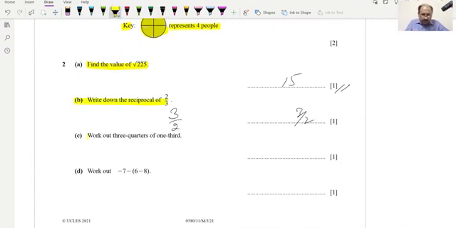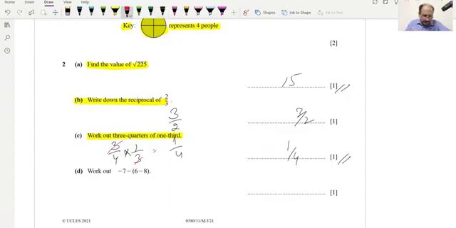Work out 3 quarters of 1/3. 3 quarters of 1/3 like this. So we can cancel this 3 and 3, and the answer will be 1 by 4. So the answer will be 1 by 4 for this part.